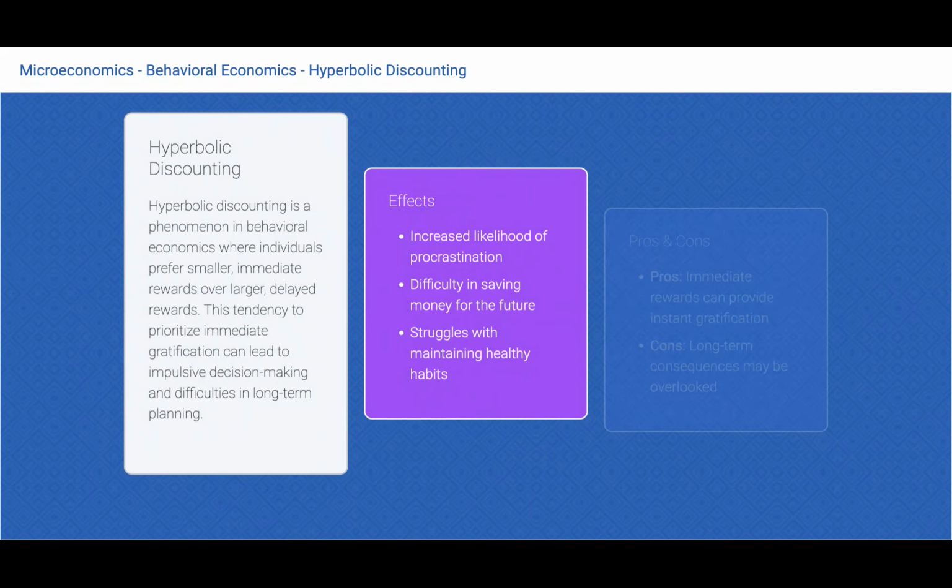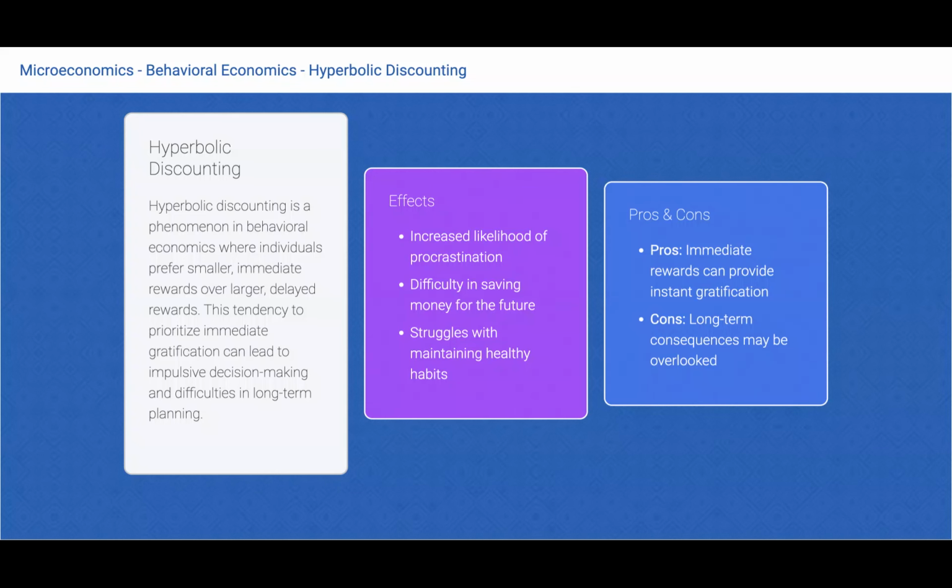Hyperbolic discounting is a cognitive bias that describes the tendency of people to choose smaller immediate rewards over larger delayed rewards. This behavior can have significant implications on decision-making processes and financial planning. Individuals exhibiting hyperbolic discounting may struggle with saving for the future, maintaining healthy habits, and making long-term investments.